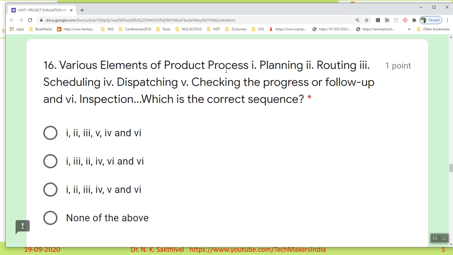Various elements of product process. For example, planning, routing, sequence and all given, and which is the correct sequence for product process. Elements of product process. So which is the correct? For example, after planning, routing, scheduling, the checking will come. And like this, different sequence, the correct sequence is this.